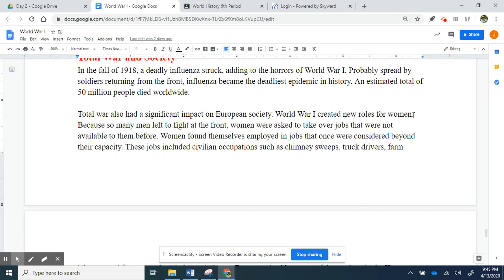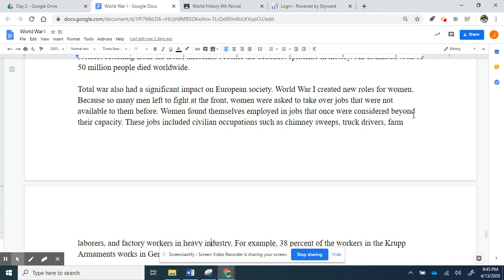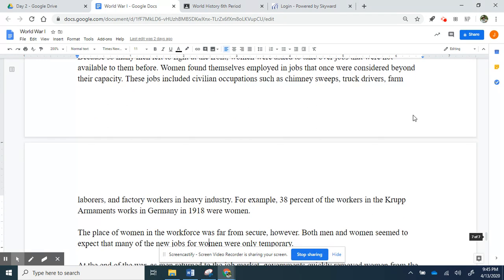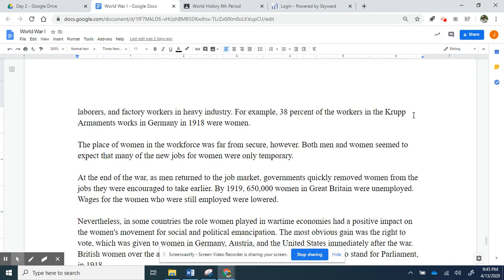World War I created new roles for women. Because so many men left to fight at the front, women were asked to take over jobs that were not available to them before. Women found themselves employed in jobs that were once considered beyond their capacity. Their jobs included civilian occupations such as chimney sweeps, truck drivers, farm laborers, and factory workers in heavy industry. For example, 38% of the workers in the Krupp armaments works in Germany were women in 1918.